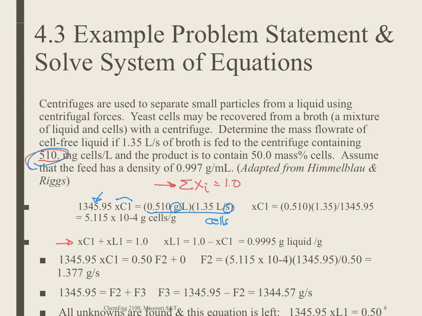Therefore, I can solve for the xc1, and it's going to be 5.115 times 10 to the negative fourth grams of cells per gram of total feed. I now know xc1, and using my sum of x equation, I now know xl1. Now then, I just simply need to return to those material balance tables, and I can solve for F2 and F3 simply using very basic algebra at this stage.